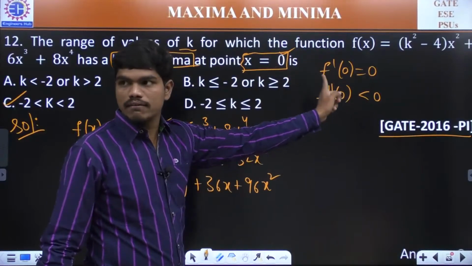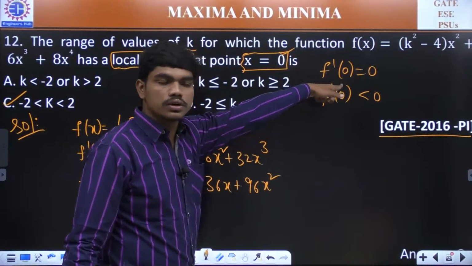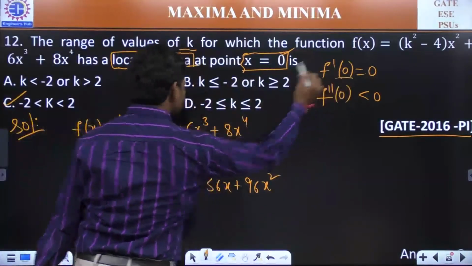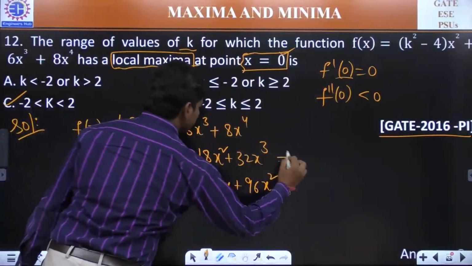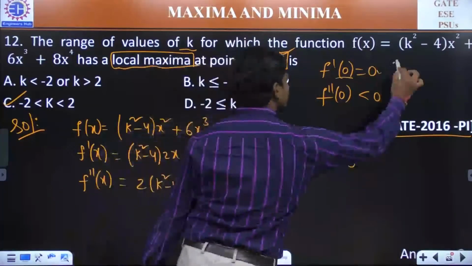If this function has to have local maxima at point x is equal to 0, then definitely these two conditions should hold good. Correct? And of course, the first condition holds good because if you substitute x is equal to 0, this complete equation is 0. So this condition definitely holds good.